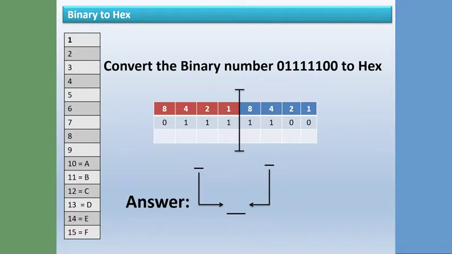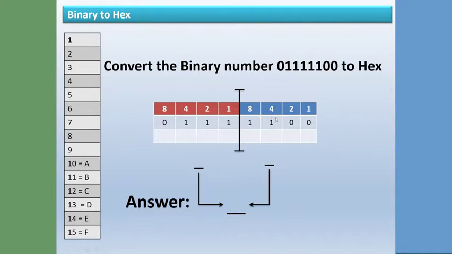Next, we're going to do some binary to hexadecimal. So we're given a binary number, as we can see here, and we need to convert it into hexadecimal. The first thing you do is split our binary number up into groups of 4 digits. That's called a nibble.